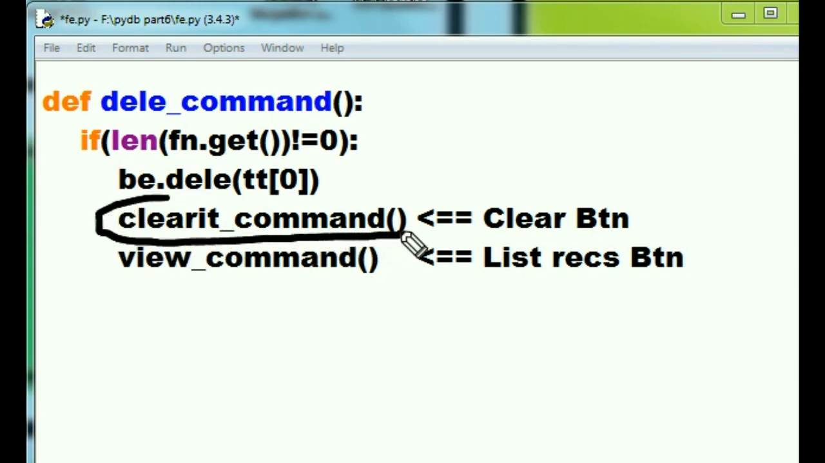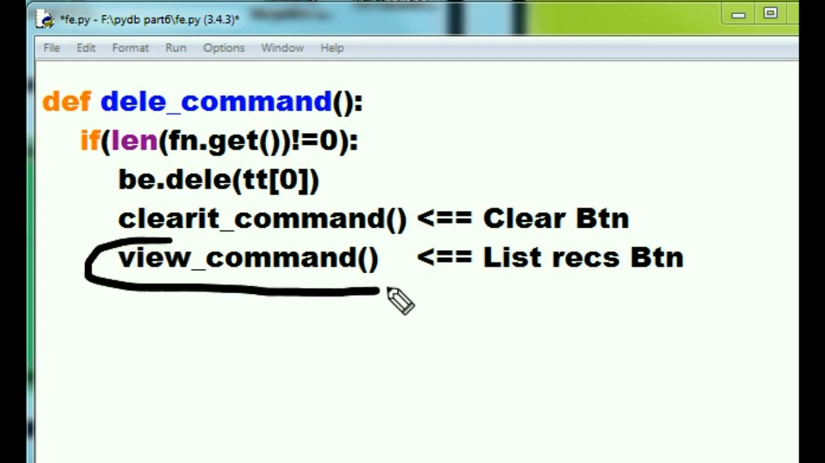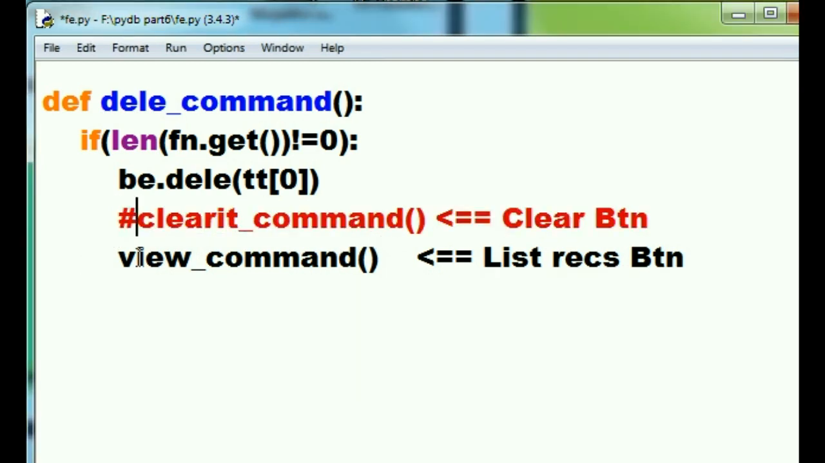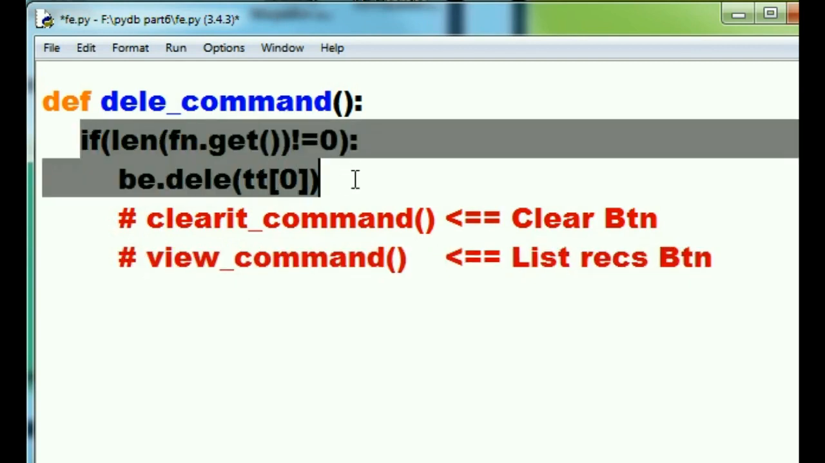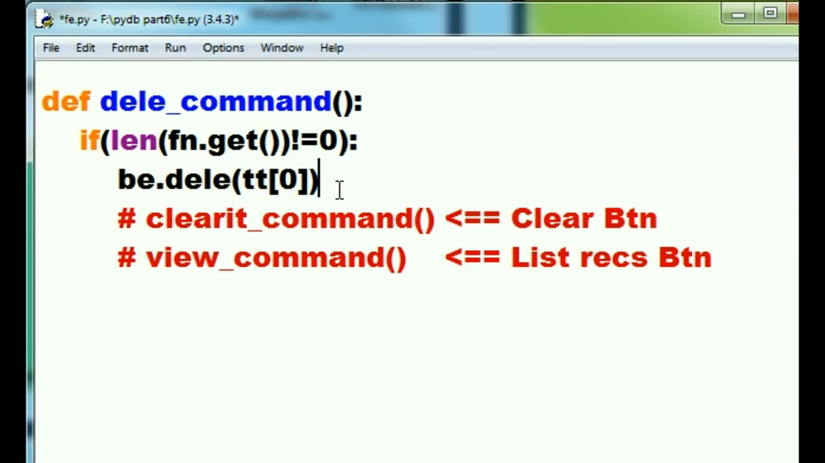This clear it under command function is associated with the clear button. We haven't done that yet. We will in the next video. And the view command is the function associated with the list records button. I'm going to rem these out right now so that you can see what happens when we just execute this part of our code, which will work. It will delete the record out of the database table. Okay, it won't automatically clear off the screen, and it won't automatically refresh the list box. But we can do that manually using the clear button and the list records button. Next time when we go over the clear button, this will become more intelligible. So we'll omit it for now.